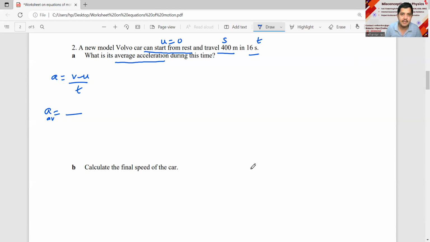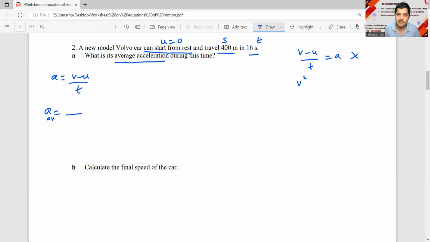Now, how do I do this? The value of u is given, s is given, t is given. I need to find the value of a. Now, anything else you need here? So u is given, v is not given here. So you will not be able to use v equal to u plus at. So you cannot use v minus u divided by t is equal to a. You cannot use this. Then which other equation do you have?